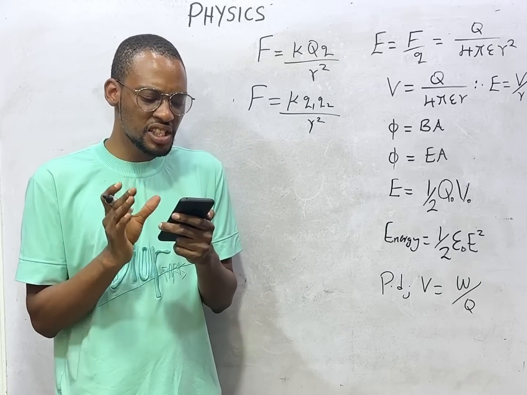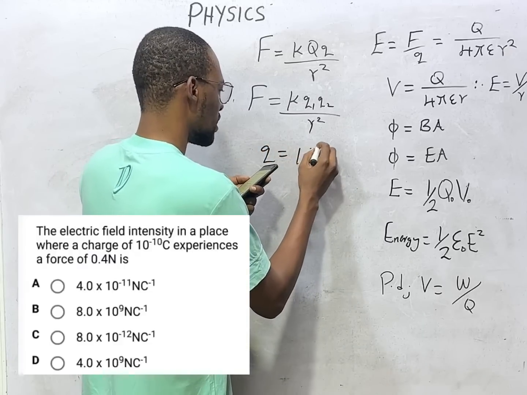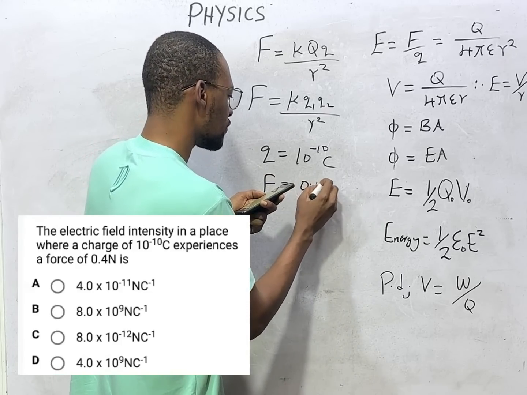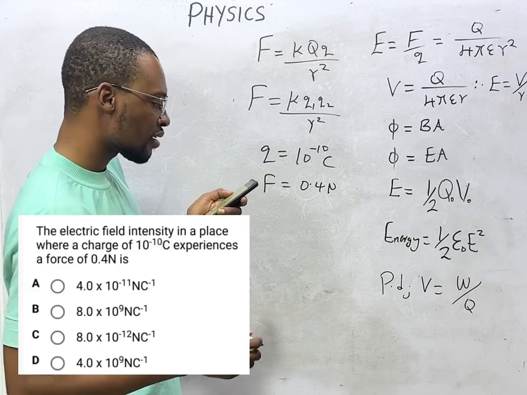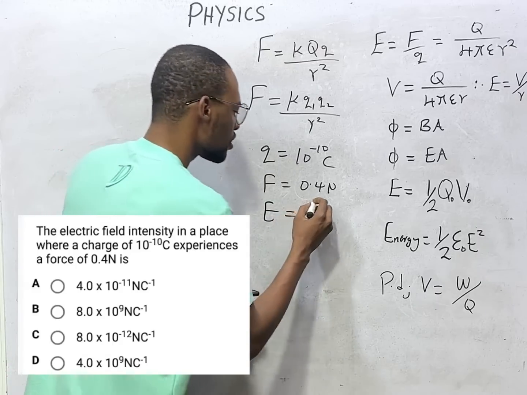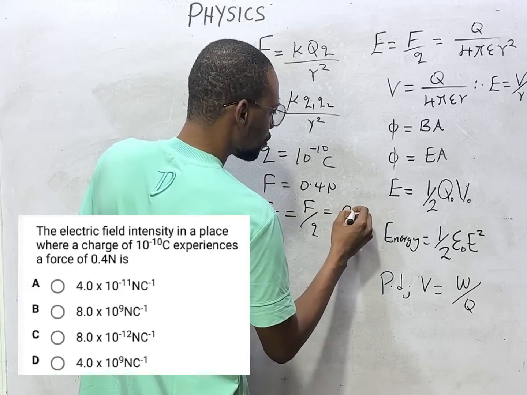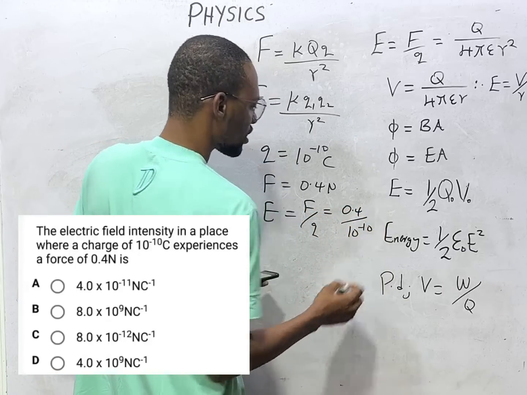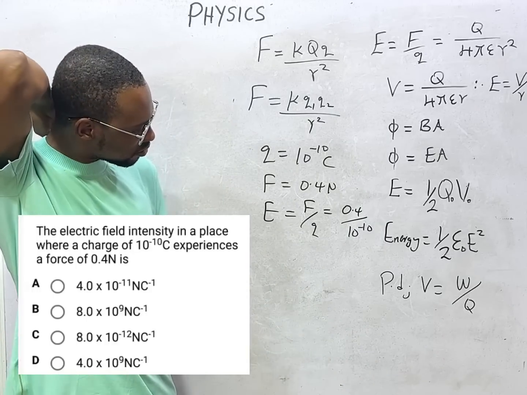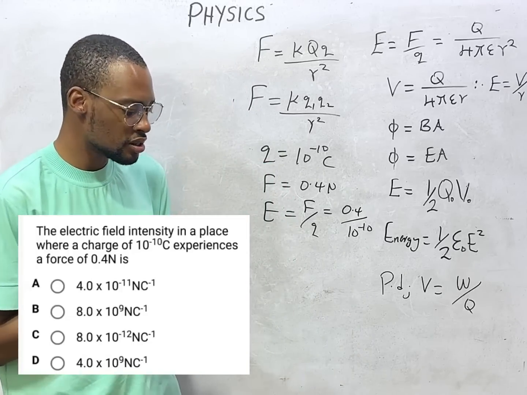The electric field intensity in a place where a charge of 10 raised to the power of minus 10 coulomb experiences a force of 0.4 Newton is what? This is also pretty simple. Electric field intensity is force over charge. That is simply 0.4 over 10 to the power of minus 10. This is the same thing as 4 times 10 to the power of 9 Newton per coulomb. Option D is correct there.